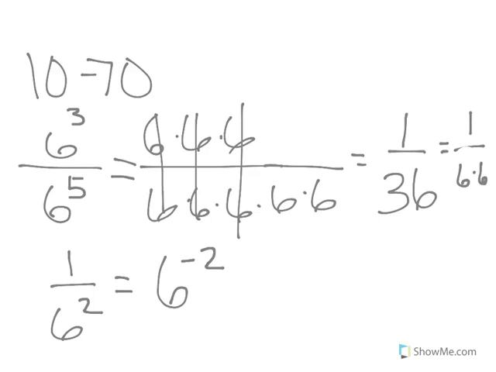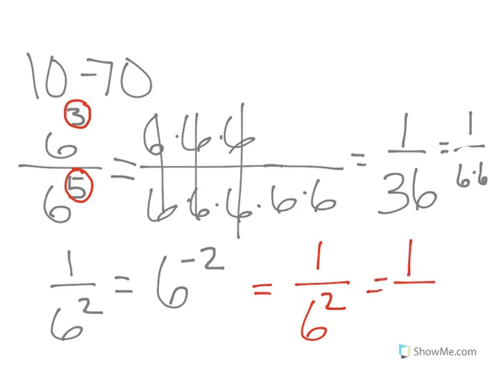So then the shortcut with the exponents when you have a fraction would be just to take the exponents 3 and 5 and subtract them. 3 minus 5 gives you negative 2, so you would get 1 over 6 squared. And actually, in simplest terms, you would leave it as 1 over 36, because in simplest terms, we don't leave things with negative exponents.